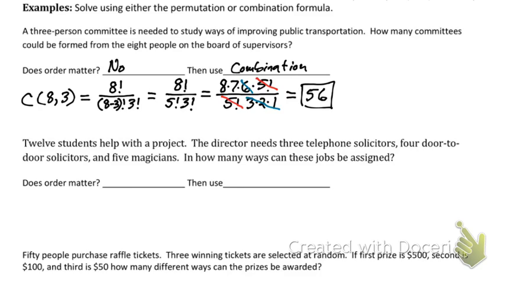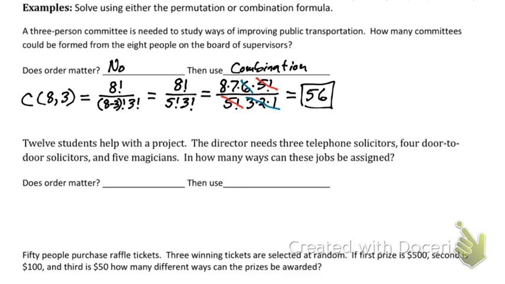Let's look at it individually. We're trying to pick telephone solicitors, and then door-to-door solicitors, and then magicians. When I grab 3 people and tell them to call or do whatever they're doing with their telephone, does the order matter once I grab the 3 people? No, you're all doing the same job. When I grab the 4 people to go door to door, is there any organizing those 4 people once I grab them? Nope, they're all door to door people.